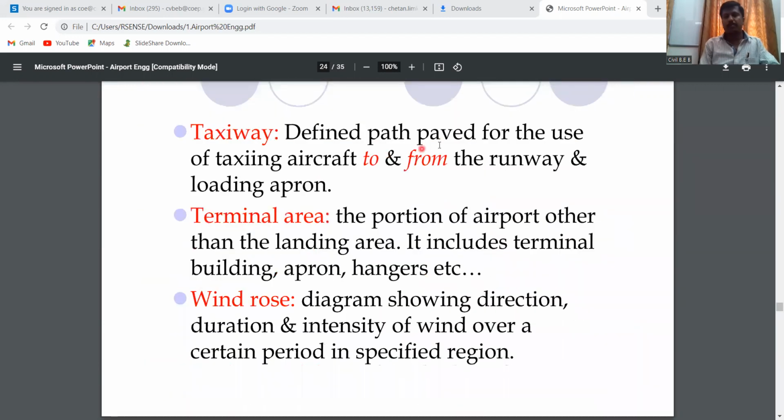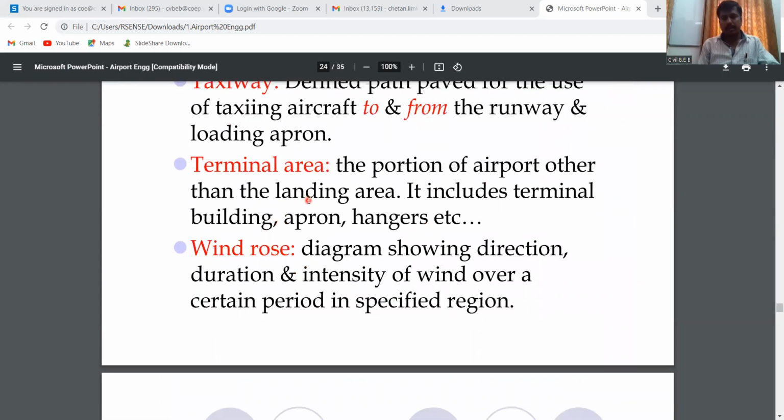It's a defined path paved for the use of taxiing of the aircraft to and fro from the runway to the loading apron. What is terminal building? Next terminology, the portion of the airport other than the landing area.